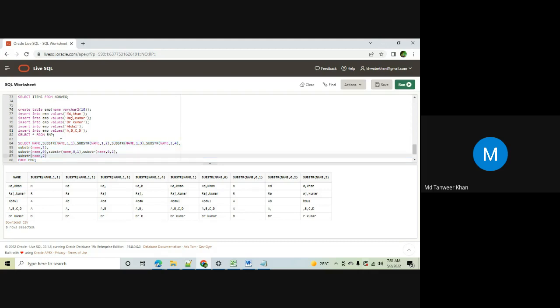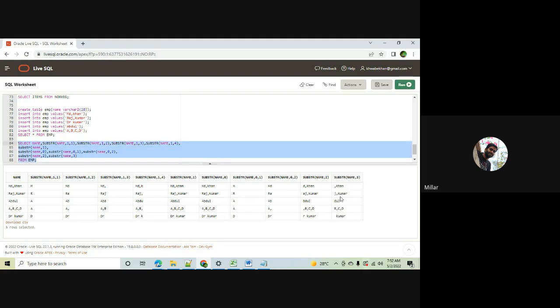Is it clear, guys? Tell me, for this, if I execute this, what will the output be? Comma Khan. Okay, let me show this. Comma and then Khan is coming. So why? Because I mentioned the third position, to start from the third position. The third position is comma. From comma it is starting and it is going to the last.